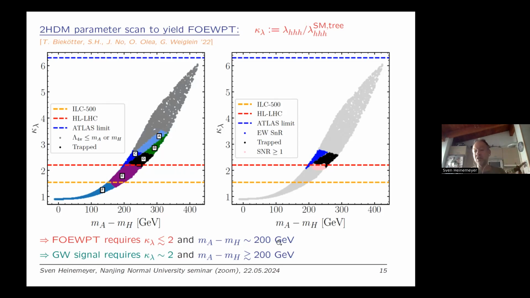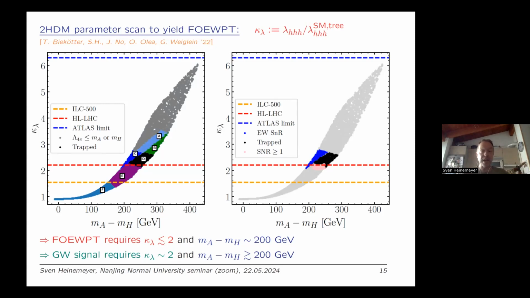Coming back to gravitational waves, on the right-hand side, we also depict the zone where the signal-to-noise ratio is larger than 1. This is this pinkish zone here, and there we really need kappa lambda equal or close to 2, and again, this mass gap 200 GeV or a little bit larger. Very good. So these are the findings. If we live in the 2HDM and we have this first order phase transition to explain the matter-antimatter asymmetry, then naturally we have this kappa lambda in the regime of 2 and this large mass gap. These are the 2 predictions that the model makes.